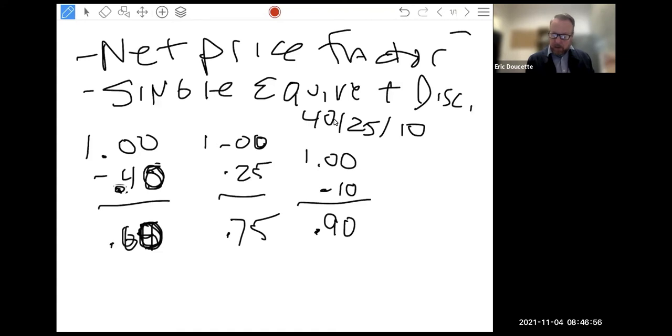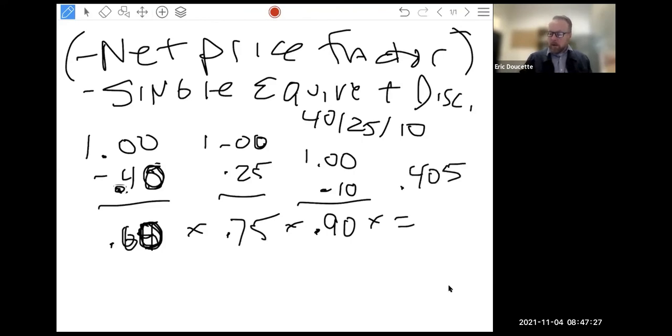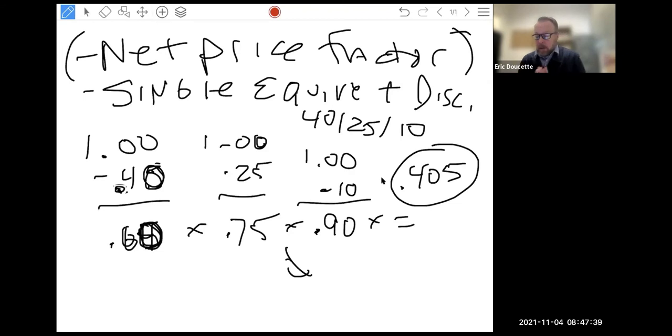All right, so anyways, you're going to multiply all these together, and what you will come up with for your answer is the net price factor. So if I do the math on that, equals 0.405. This is what's called the net price factor. And if you can't see that, I'm going to move that. So the net price factor is basically if you multiply your list price by your net price factor, it will give you your net price.